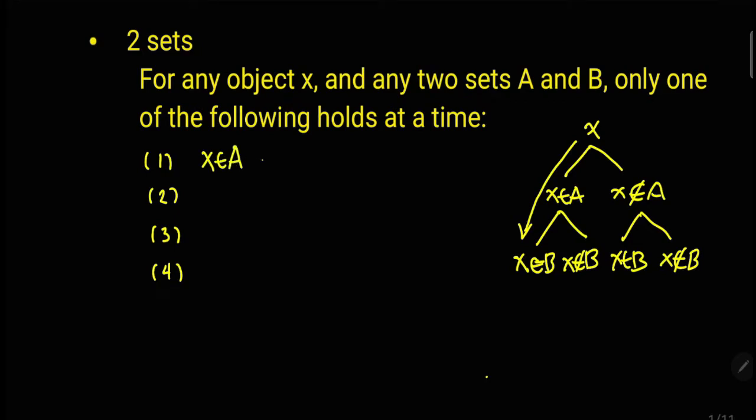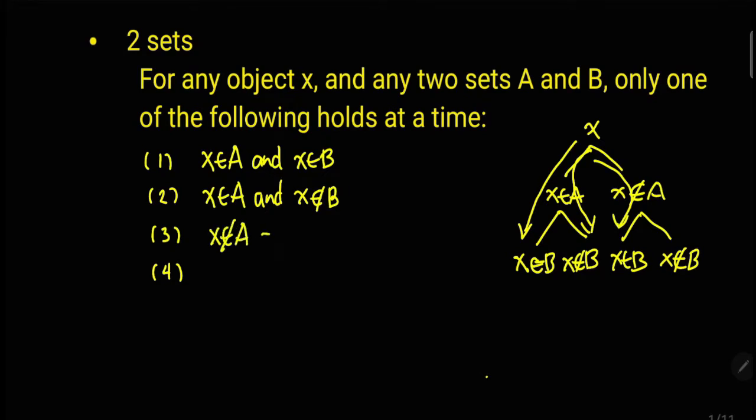Either X is in A and X is in B, or if X is in A, the other possibility is that X is not in B. So X is in A and X is not in B. Those are the two cases when X is in A. Now when X is not in A, you can have X in B, or you can have X not in B. So all in all, you have four possible scenarios for any object X and any two sets A and B.